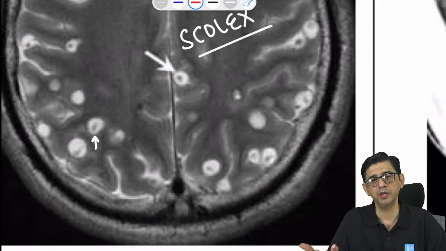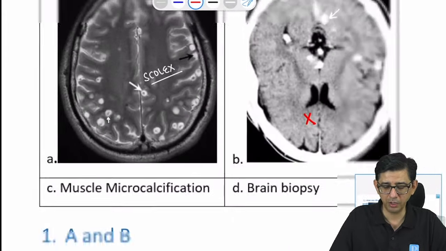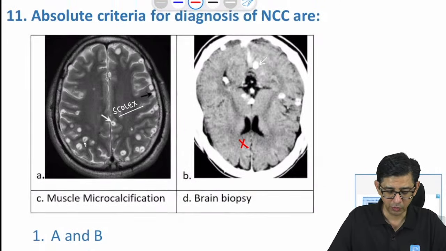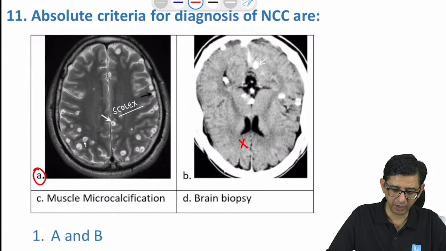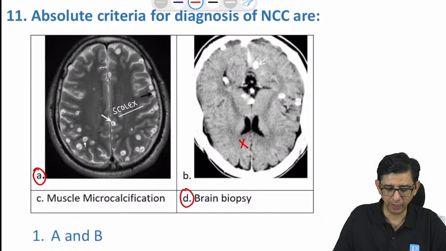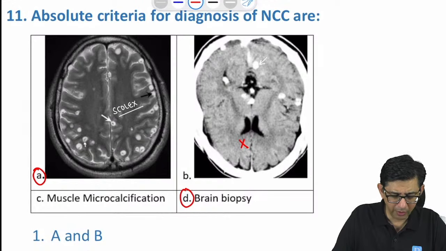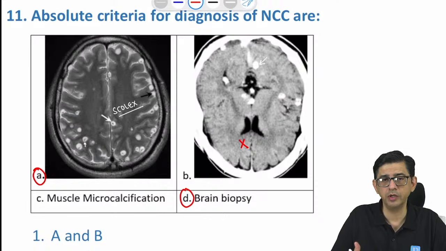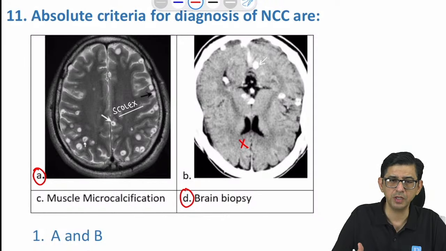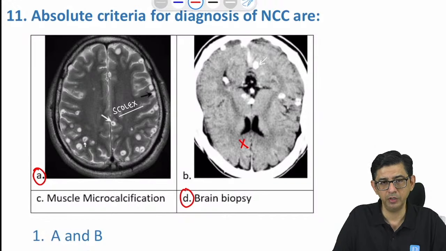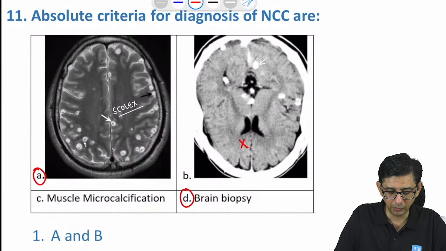By tissue diagnosis, I mean I can do a biopsy, and that biopsy can then show the presence of the parasite. So there are two absolute criteria for diagnosis of NCC: brain biopsy, the tissue diagnosis, or development of this eccentric lesion. I cannot call it a ring enhancing lesion because there is no contrast based image given. There are two images present here, one is a CT, one is an MRI, but there's no contrast visible at the moment. So I can say that the eccentric dot is the more specific answer in this case.